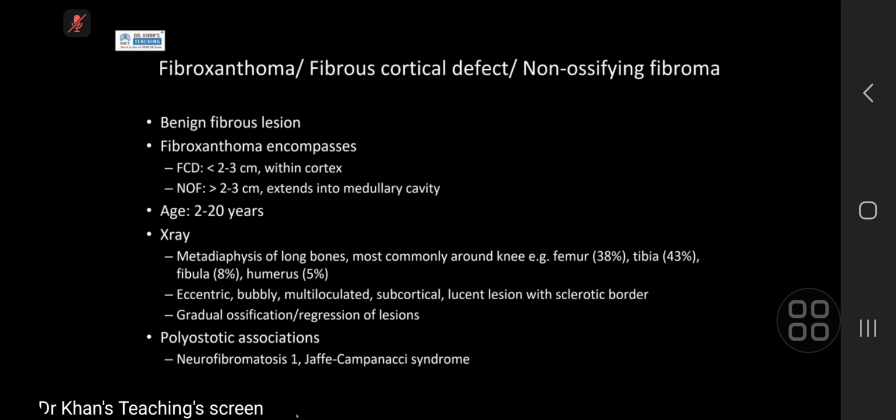They are also known as fibroxanthoma, fibrous cortical defects. They're all on a spectrum of the same process. They're benign fibrous lesions. Really, the differentiator here is how large the lesion is, and that really decides what you call it. But a nice example, well described. These can be associated with neurofibromatosis type 1 and Jaffe-Campanacci syndrome. So just have that in the back of your mind when you see multiple non-ossifying fibromas.